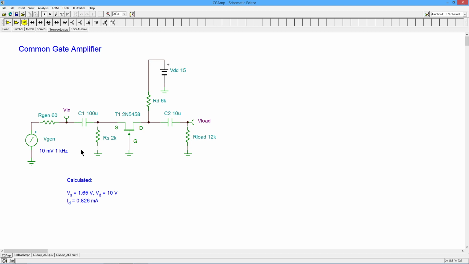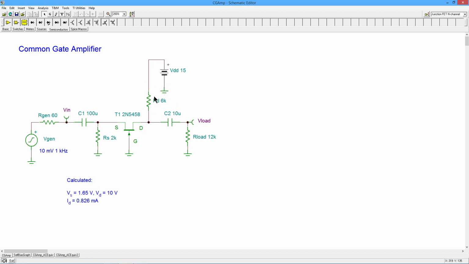So what do we do for AC? Well, what we always do, right? We short out these coupling caps. Boom, boom, that goes away. The DC power supply, we also short that. We replace it with its ideal internal impedance, which is a short. And we would see RD essentially going to ground.